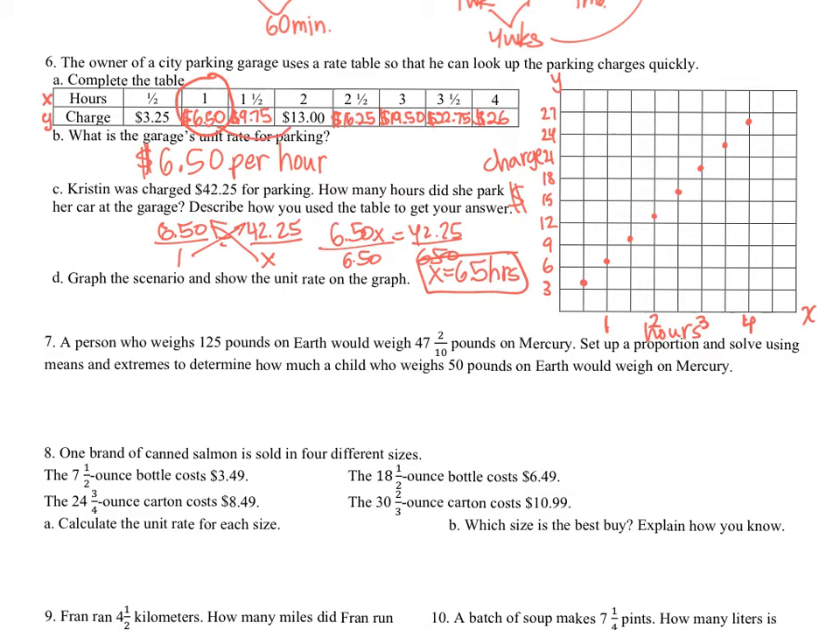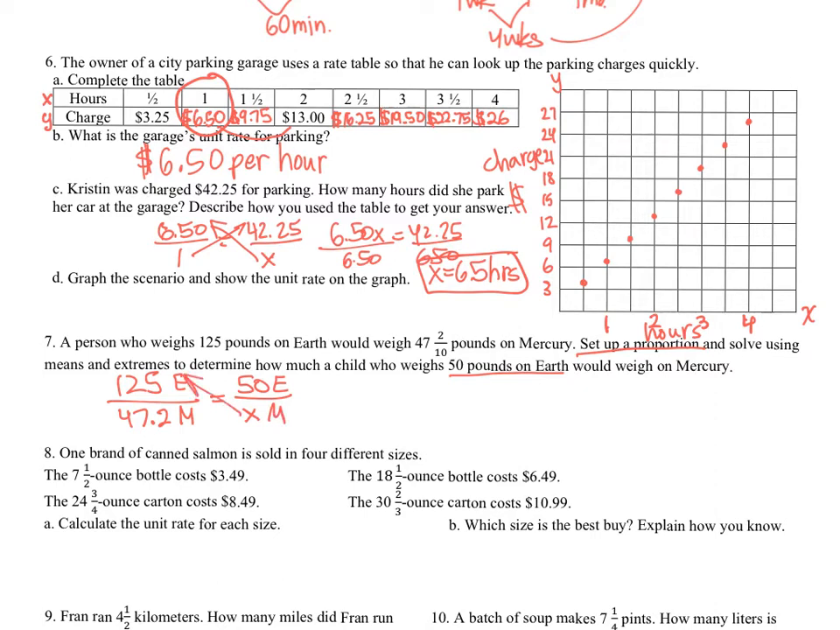Moving on, number 7. A person who weighs 125 pounds on Earth would weigh 47.2 pounds on Mercury. Set up a proportion and solve it using means and extremes to determine how much a child who weighs 50 pounds on Earth would weigh on Mercury. So 125 pounds on Earth weighs 47.2 on Mercury. So now we've got 50 pounds on Earth. So make sure that that is on top in the first one, it's on top in the second one. And how many pounds on Mercury?